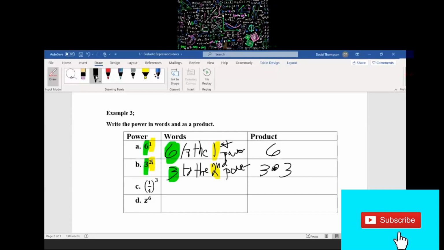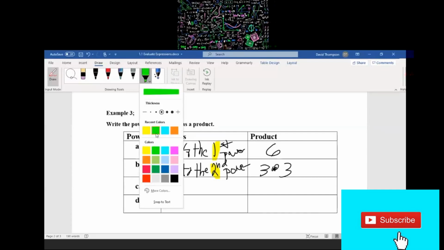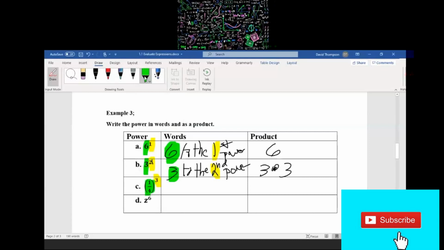Next example. We have 1/4 to the third power. Highlight the power in yellow and the base in green. So we just write 1/4 to the third power. And you rewrite this as 1/4 times 1/4 times 1/4, and we're done.